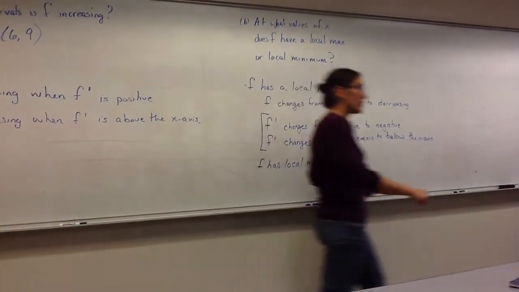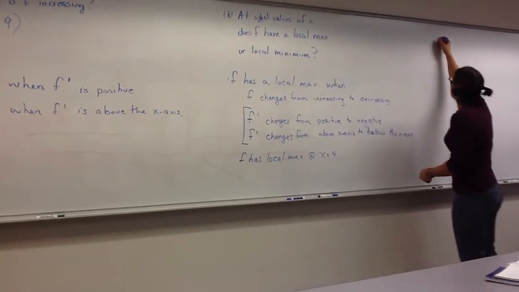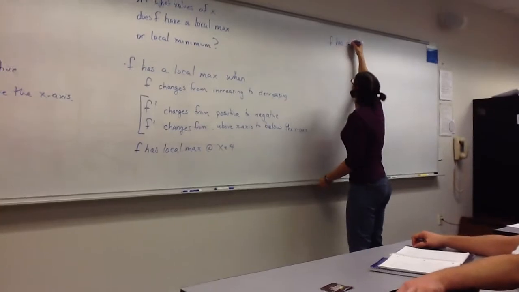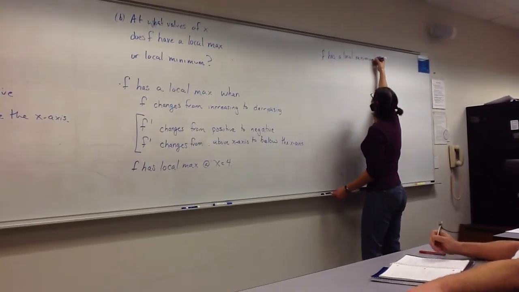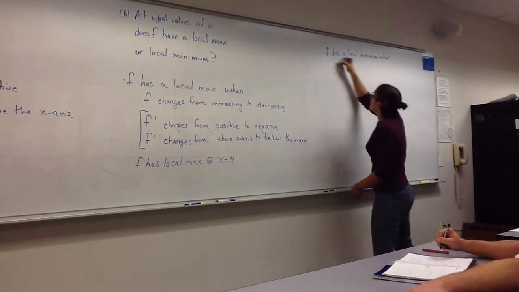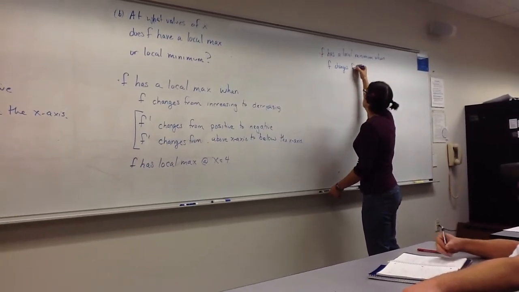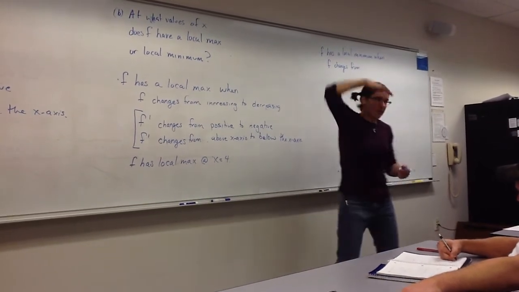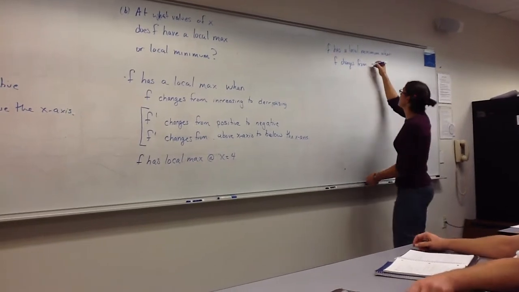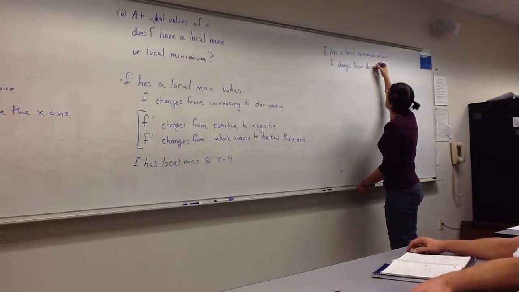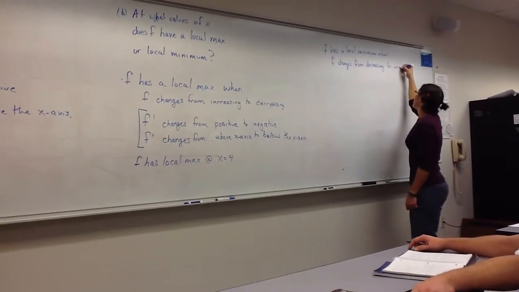Okay, so how about the local minimum? A local minimum is going to occur when f changes from, well, f is going from downhill and then switching to going uphill at a local minimum. So f changes from decreasing to increasing.